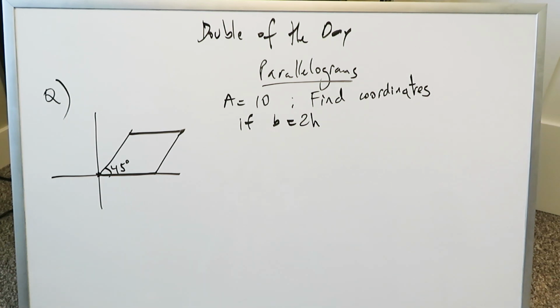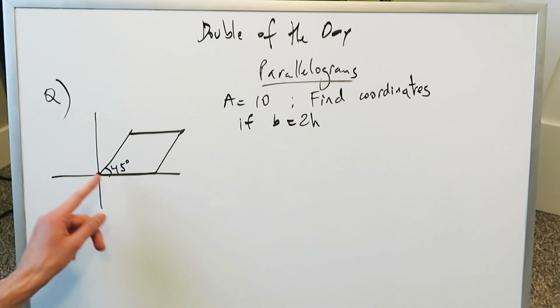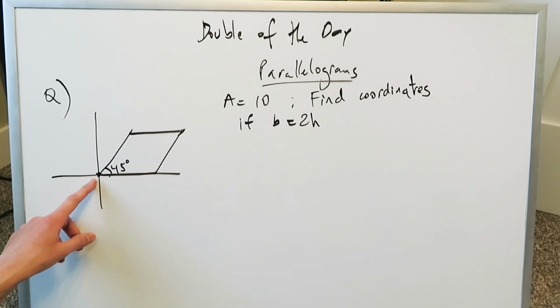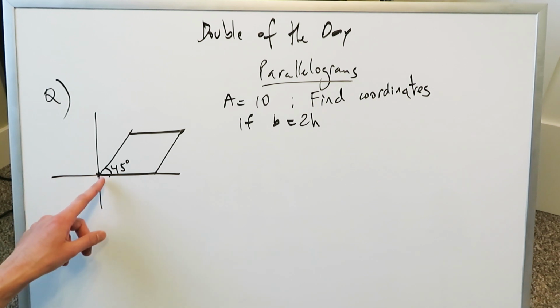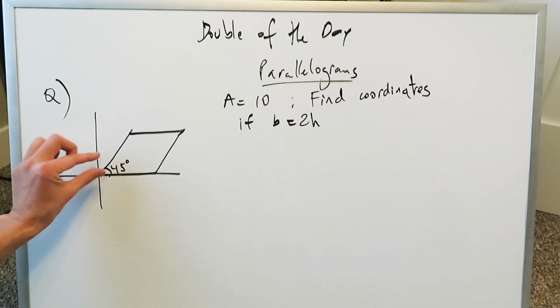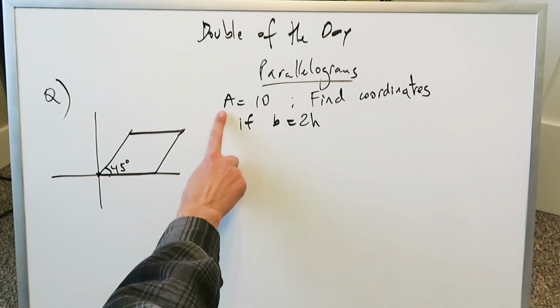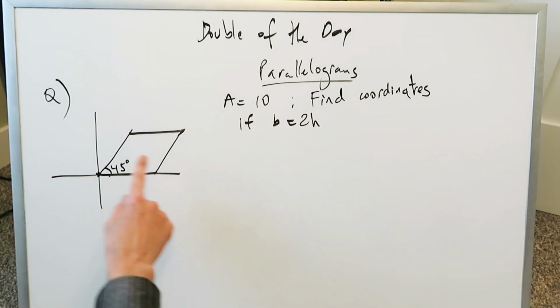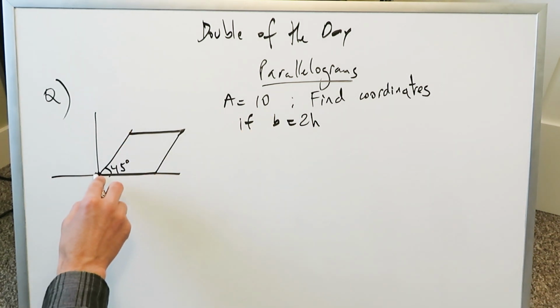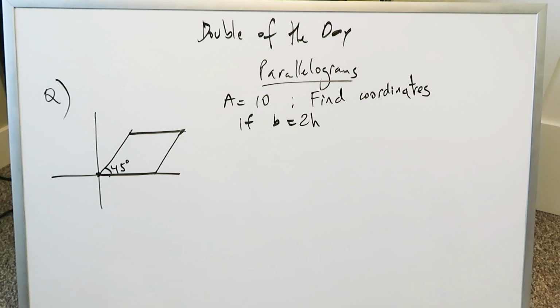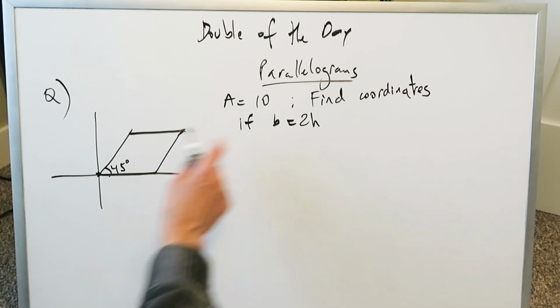I am Mr. Rich. We're looking here at two questions, both of them focusing on a specific aspect of a parallelogram. Our first question is this. We have a drawing where one of the vertices of the parallelogram is at the origin, 45 degrees away. The area is equal to 10. We have to find the four coordinates if the base dimension is twice the height.